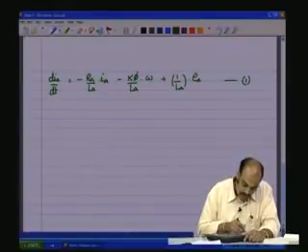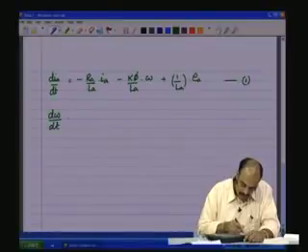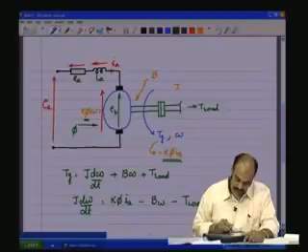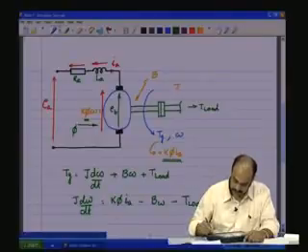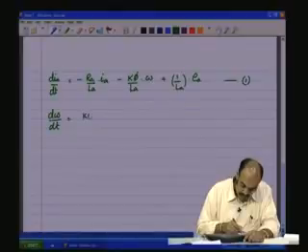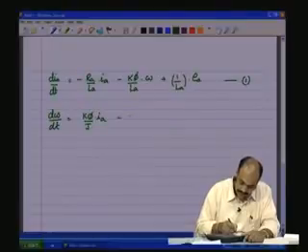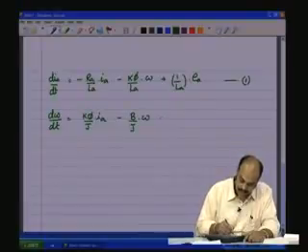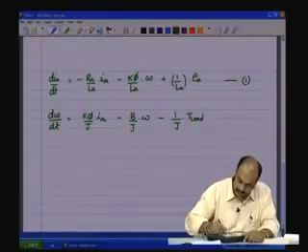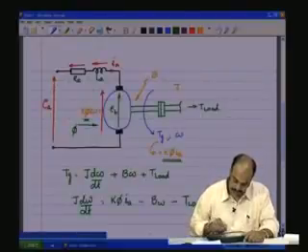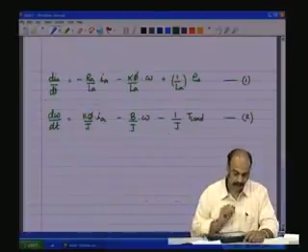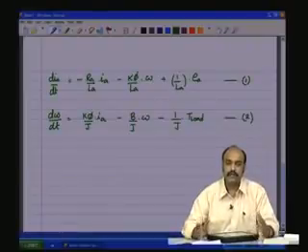Then we have d omega by dt, which is the mechanical equation. So, we have for the state variable IA, K phi by J into IA minus B by J into omega minus 1 by J into T load. This is the second equation, that is, this equation has been rewritten in this form. These two equations completely define the dynamics of the motor.